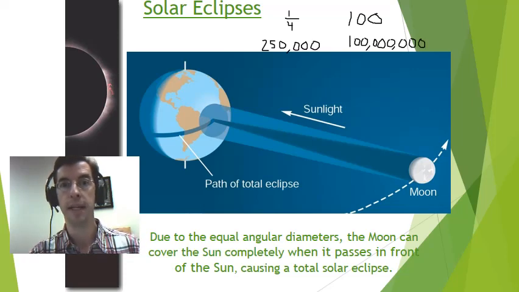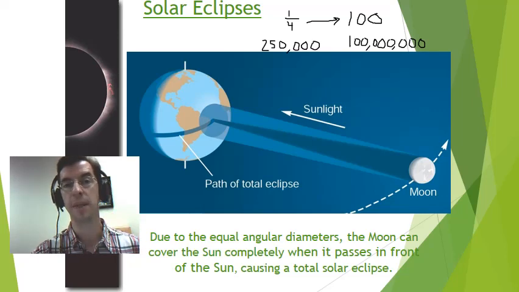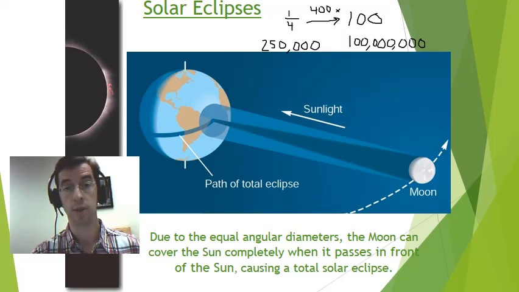Now, how big is the sun compared to the moon? We just said that the sun is 100 times bigger than the Earth. We know the Earth is 4 times bigger than the moon. So therefore, isn't the sun 400 times bigger than the moon? You betcha.